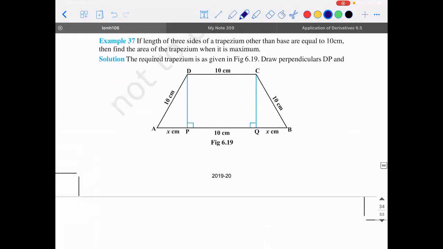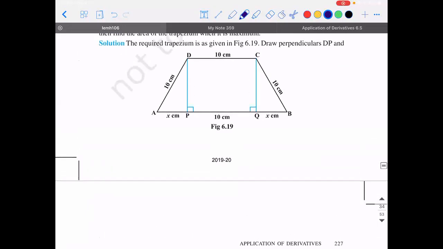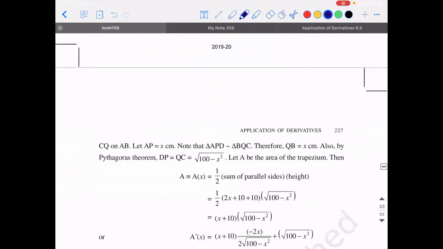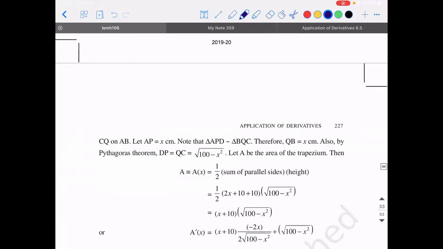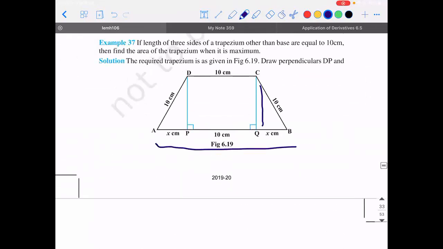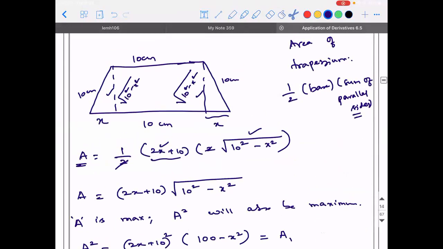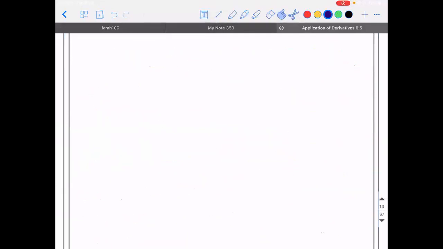Sir, area is half into sum of the parallel sides into the height, no, so the perpendicular distance, no, sir. Hey, you can take it like this also. Okay, they took it like this. They took this as the base and they did it. Actually, wait. I'll do it in another way. There is some mistake. Wait. Let's check this.